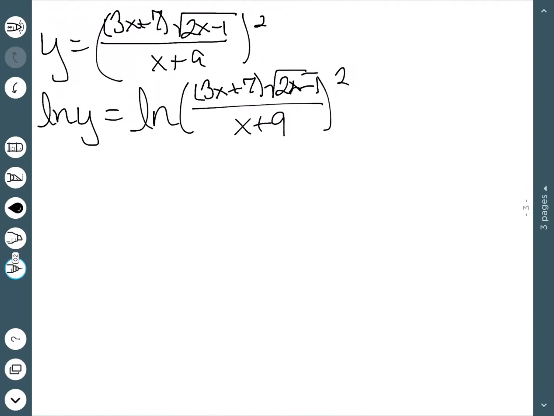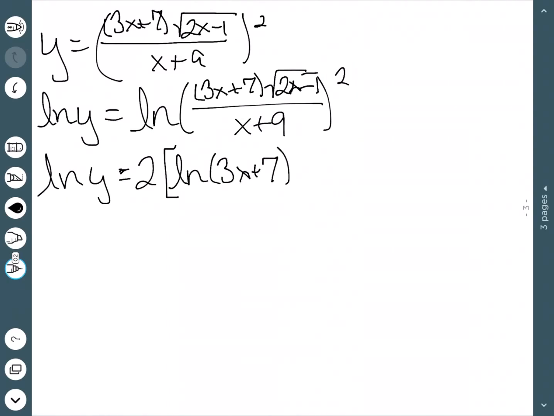And now I can use properties of logs to simplify this a lot. Well, first, let's deal with that exponent of 2. So 2 times ln of 3x plus 7 plus 1/2 ln of 2x minus 1 minus ln of x plus 9.